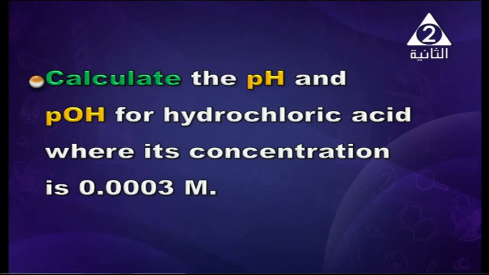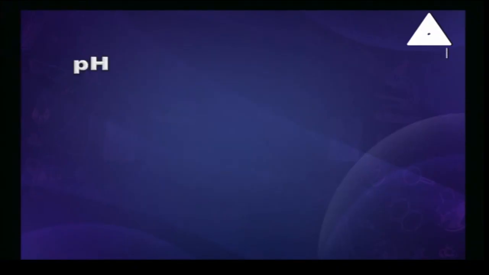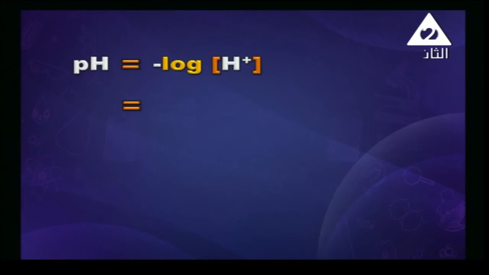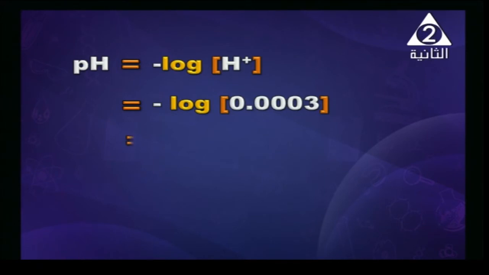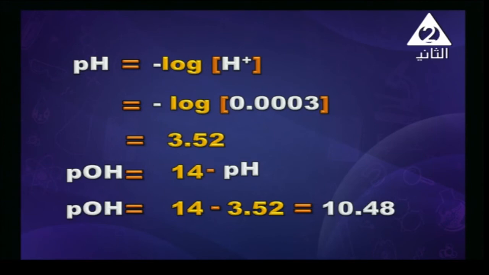My dear student, remember that the acid here is strong and completely ionized, so the concentration of the hydrogen ion equals its concentration. So by solving this problem, pH equals negative log the concentration of hydrogen ion, which is negative log 0.03, equals 1.52. So pOH equals 14 minus pH, so pOH here equals 14 minus 1.52, which equals 12.48.